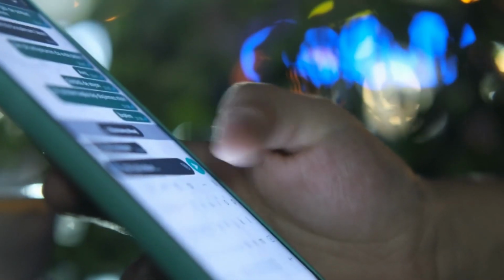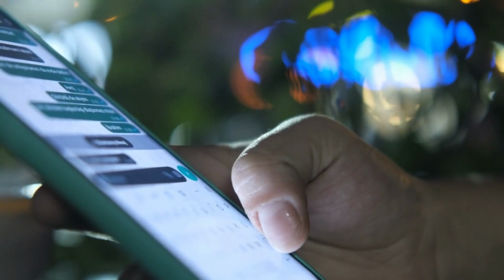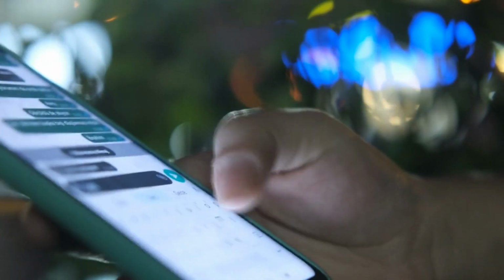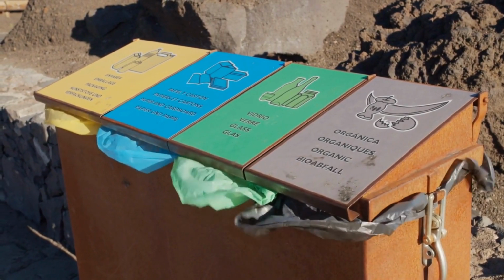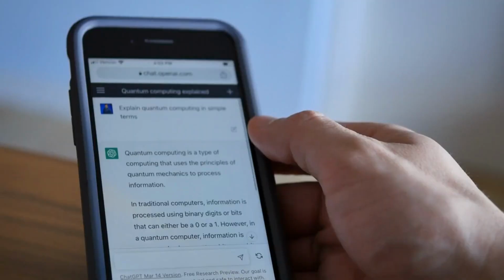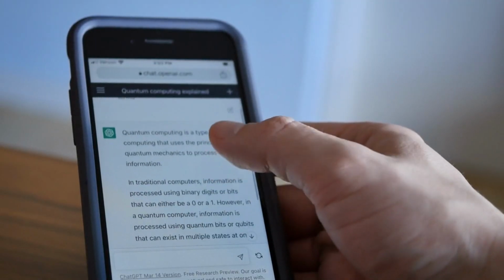NLG has been around since the mid-1960s, but it became more popular and widely used in the 1990s with the development of more advanced techniques and applications. Today, NLG is used for various purposes, such as chatbots and virtual assistants that can interact with users using natural language.